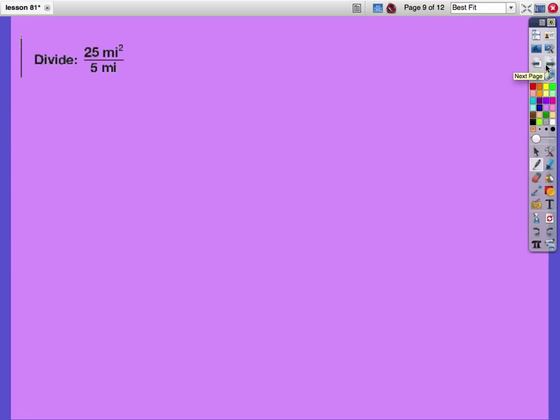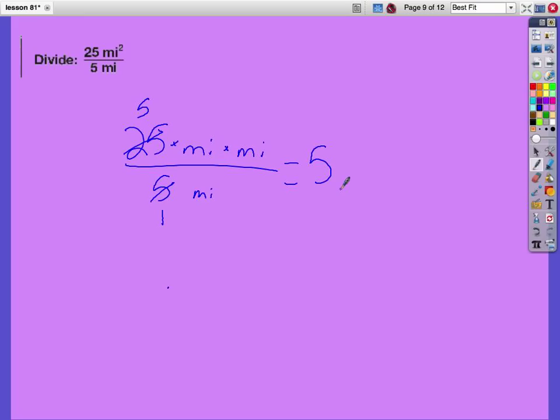So divide 25 miles squared by 5 miles. So I have 25 miles squared, I'm going to write miles twice. Okay. Add some multiplication signs in here. Then on bottom I have 5, and I just have 1 mile. Okay? So let's start with the numbers. Okay. I know that 5 goes into 25 5 times, and 5 goes into 5 1 time. So all I have left for my numbers is that 5 on top. Now I have miles on top, miles on bottom. I can cancel 1 from each side, and I still have 1 mile left. So I can keep it up there. Okay? So the answer is 5 miles. So do the numbers, then do the units.